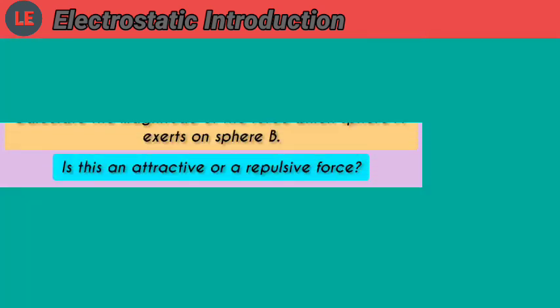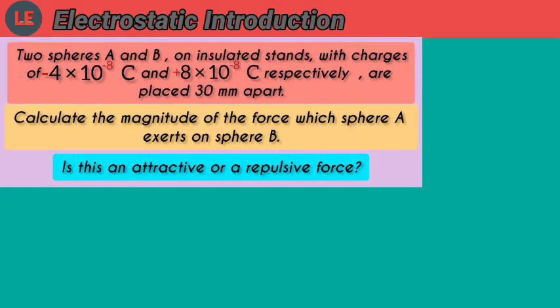Let us take this example to clarify more about what we have already said. 2 spheres A and B, on insulated stands, with charges of negative 4 times 10 to the power negative 8 and positive 8 times 10 to the power negative 8 respectively, are placed 0.03 meter apart. Now we are required to calculate the magnitude of the force between them and indicate whether it is an attractive or repulsive force.